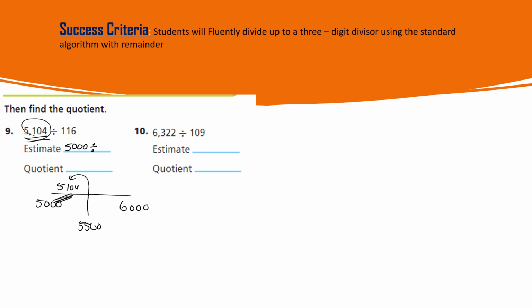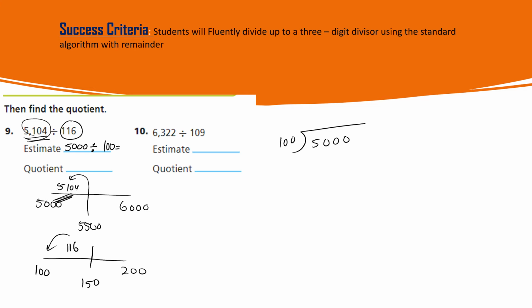Now check 116. So the estimate will be 100 and 200. In the middle, we have 150. So 116 is near the 100. So it would be 100 here. Now let's try to divide the 5000 by 100. So here, we know 100 times 5 gives us 500. Now this 0, if I write it down, it will be alone, right? So I put this 0 on the top. So the answer is 50.